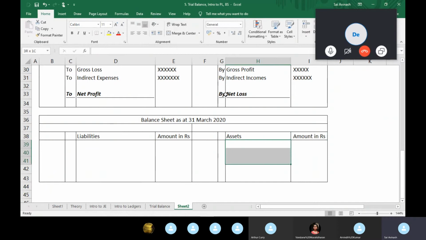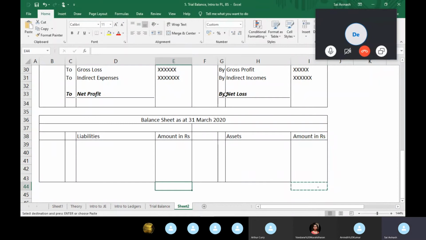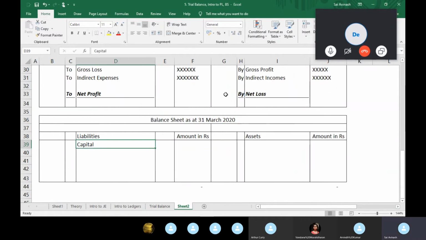So if you remember, we'll have all our assets here, and of course they'll have a total, right? And you have all your liabilities here, and you'll have capital. So one more format that you have to remember here is, think of it this way. So you have capital, okay, right here. You will add or subtract profit or loss.